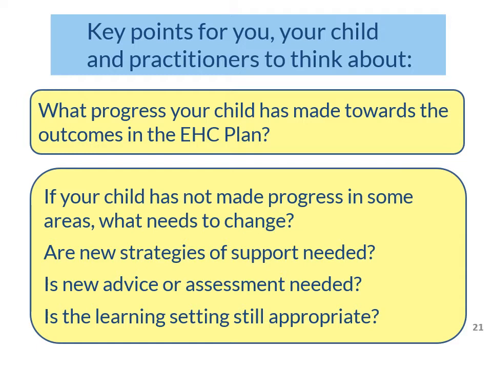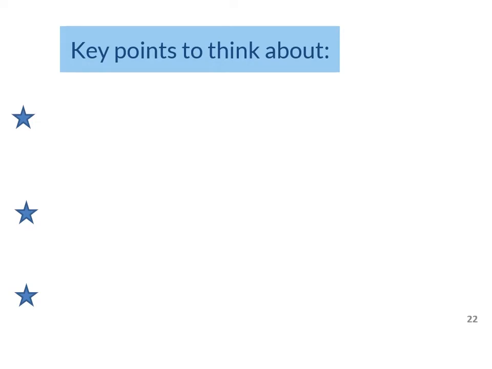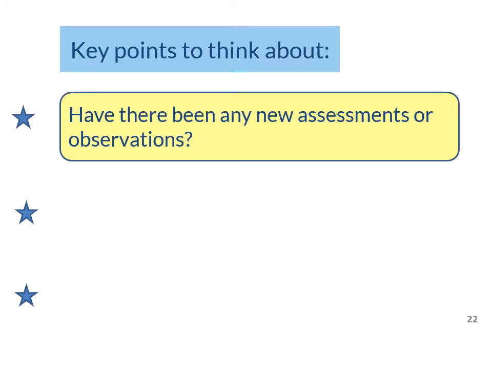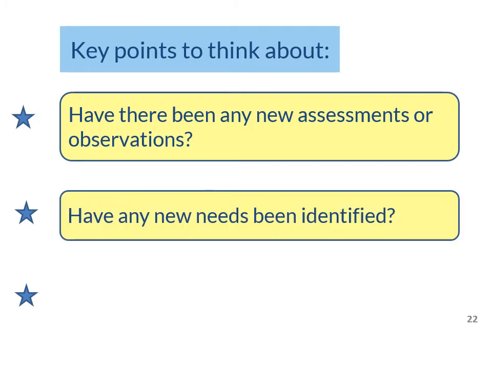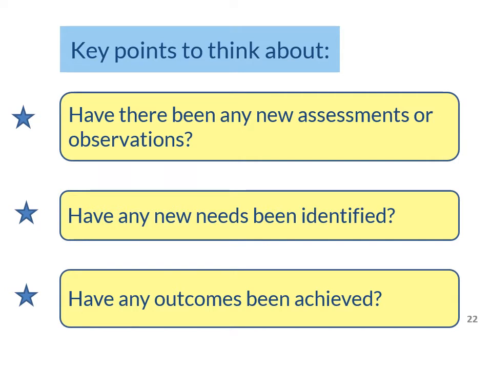On the forms, there is a box or shape for comments, and if you have ideas as to what might need to change, you can include them here. Other points to think about include: have there been any new assessments or observations recently? Have any new needs been identified for your child? Have any of the outcomes in the EHC plan already been achieved?